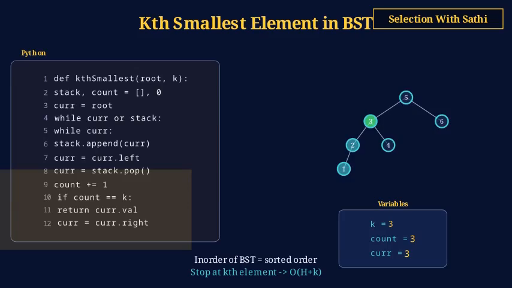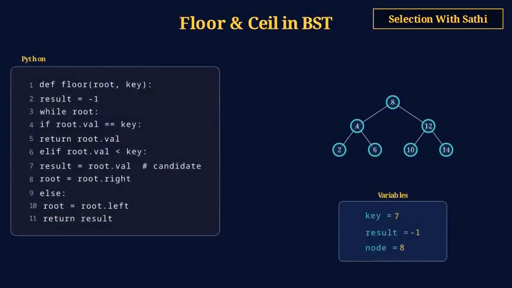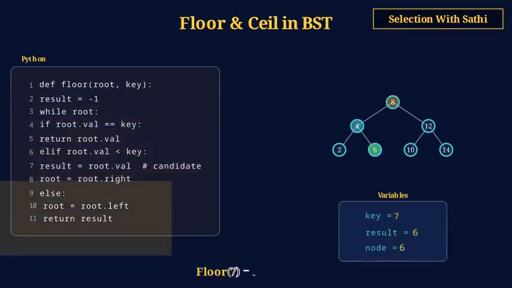For frequent Kth smallest queries, use an augmented BST that stores the size of each subtree for O of h lookups. Floor of x is the largest key in the BST that is less than or equal to x. Ceil of x is the smallest key that is greater than or equal to x.